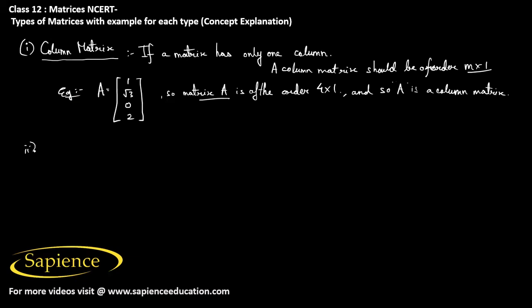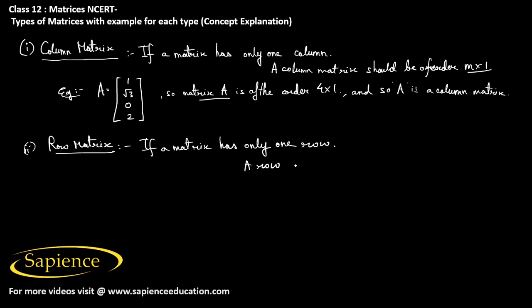Then the next type of matrix is the row matrix. If a matrix has only one row, then it is called a row matrix. So a row matrix should be of the order 1 cross n.